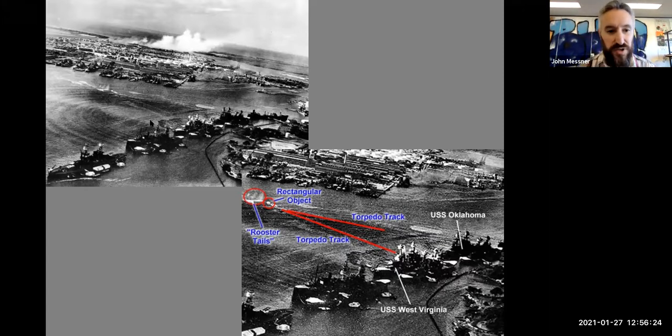And so here's a close-up of the same picture right here, and you can see the rooster tails of the torpedo. Here's the rectangular object, which is the torpedoes that have been dropped. And so one torpedo is going here to the West Virginia. It's labeled right there. That's helpful. And then the other is going to Oklahoma. And both ships are going to be severely damaged. The West Virginia is the one that literally flips over all the way.